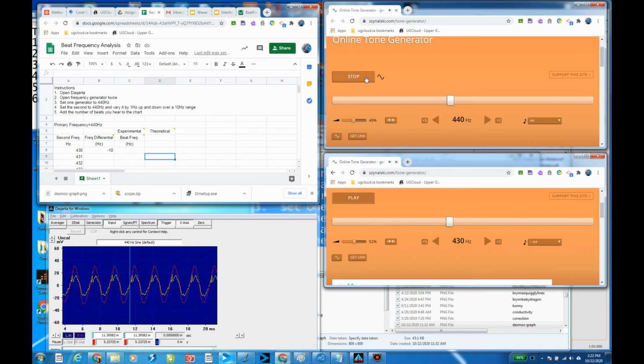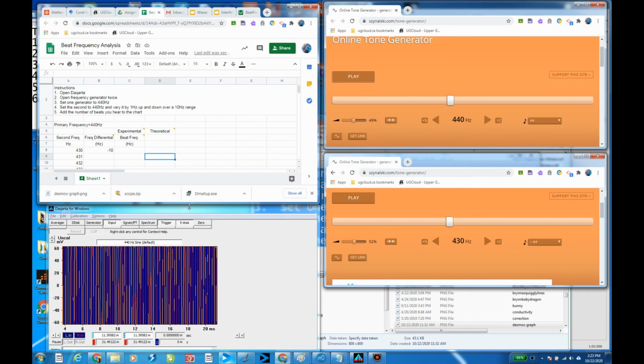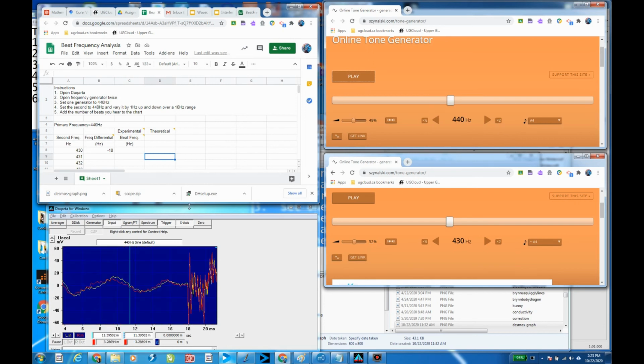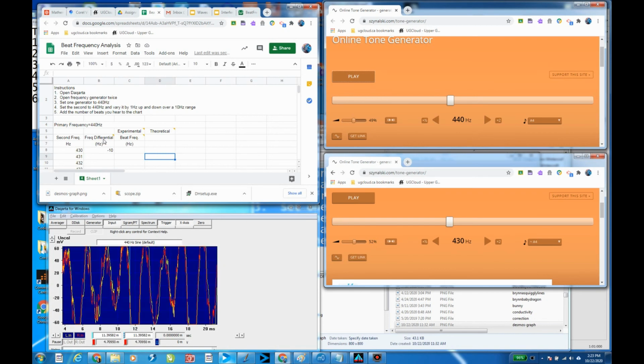How many times per second do you think that was happening, and you put it here? So you're going to do that 20 times until your parents are going, stop it! Or the dog's howling, the cat's yelling. And that's your beat frequency experimental data. It's going to go in here.